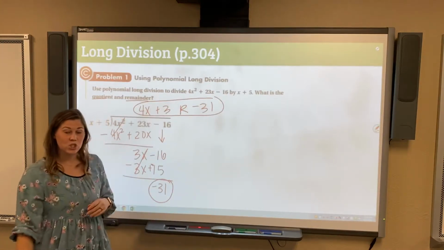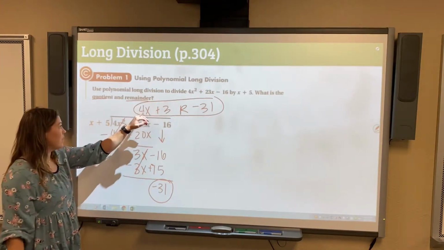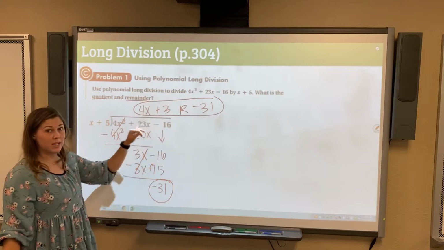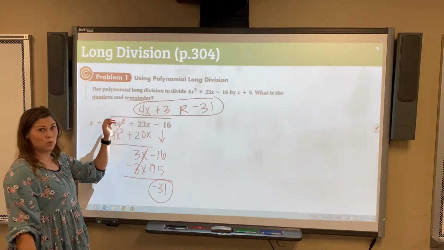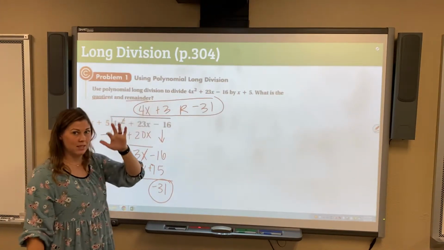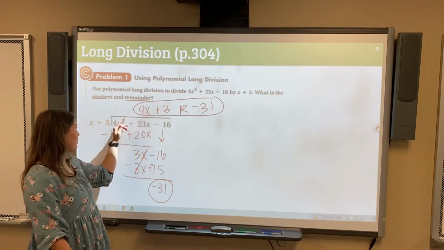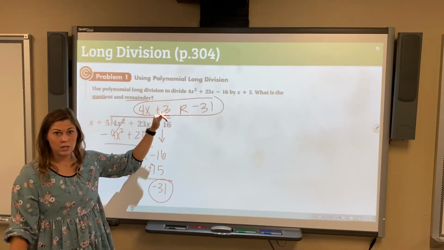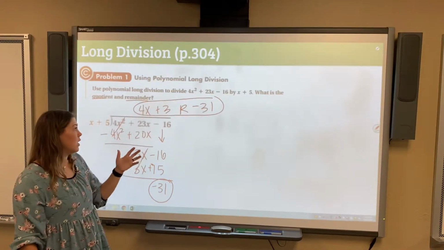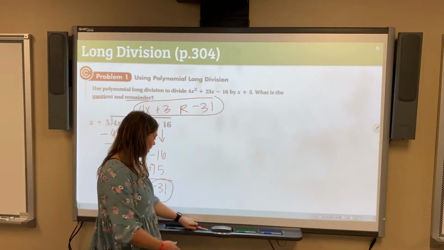And that's your answer. So this right here, if what you're dividing into is an x squared, the quotient is always going to be 1 degree less than that. Okay, so if this is a 4x, this would be a 3. So your quotient would always be 1 degree less than what you're dividing into.